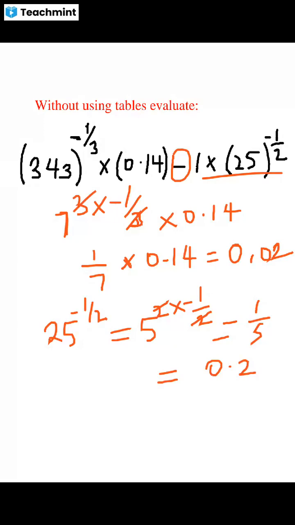So we have 0.2. So we have 0.02 minus 0.2. We can quickly use our calculator for that. 0.02 minus 0.2 is minus 0.18. So that's going to be minus 0.18.